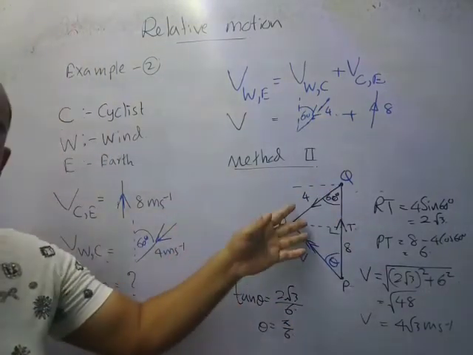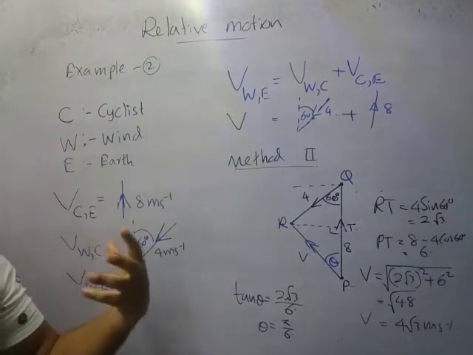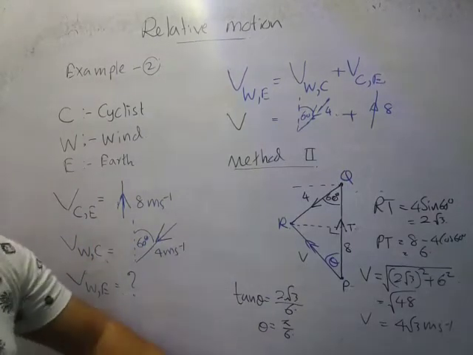Right? We draw a triangle and use properties of vectors to find the answer.